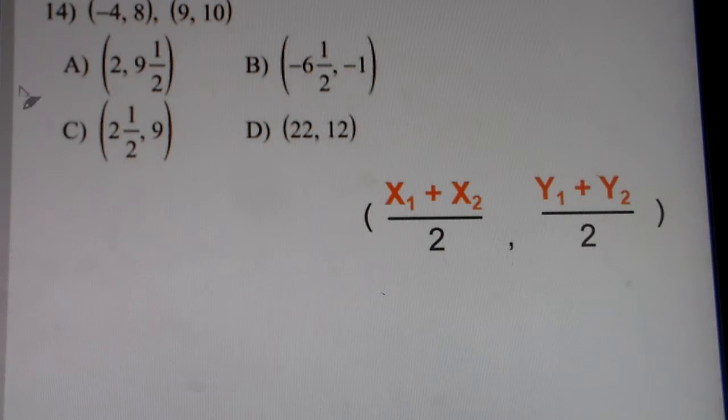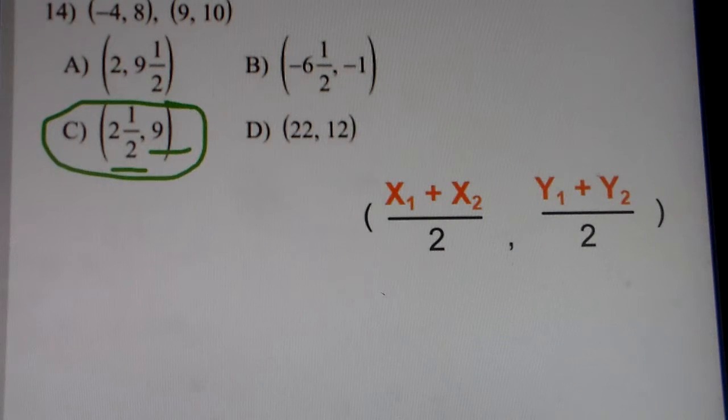13 is B. 14, same concept. Negative 4 plus 9 gets you 5. 5 divided by 2 is 2.5. 8 plus 10 gets you 18. 18 divided by 2 gets you 9. So the number 14 is C.